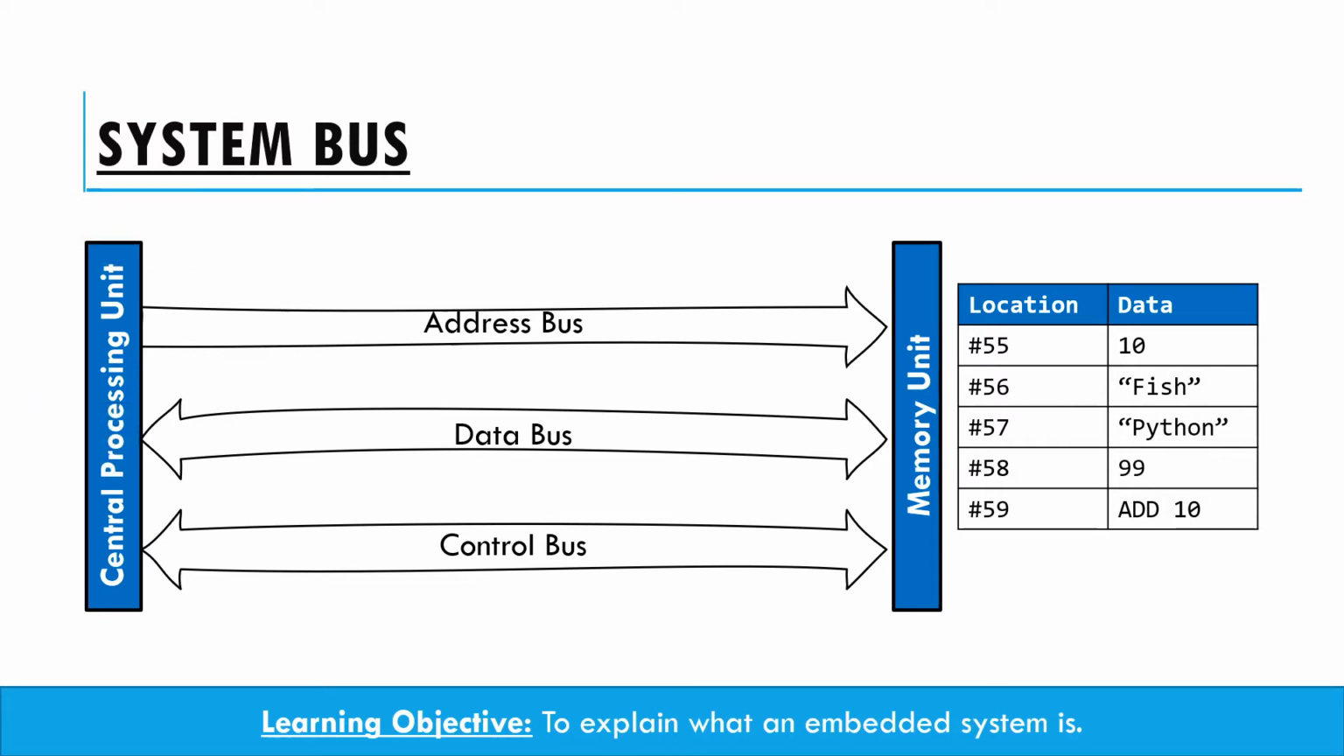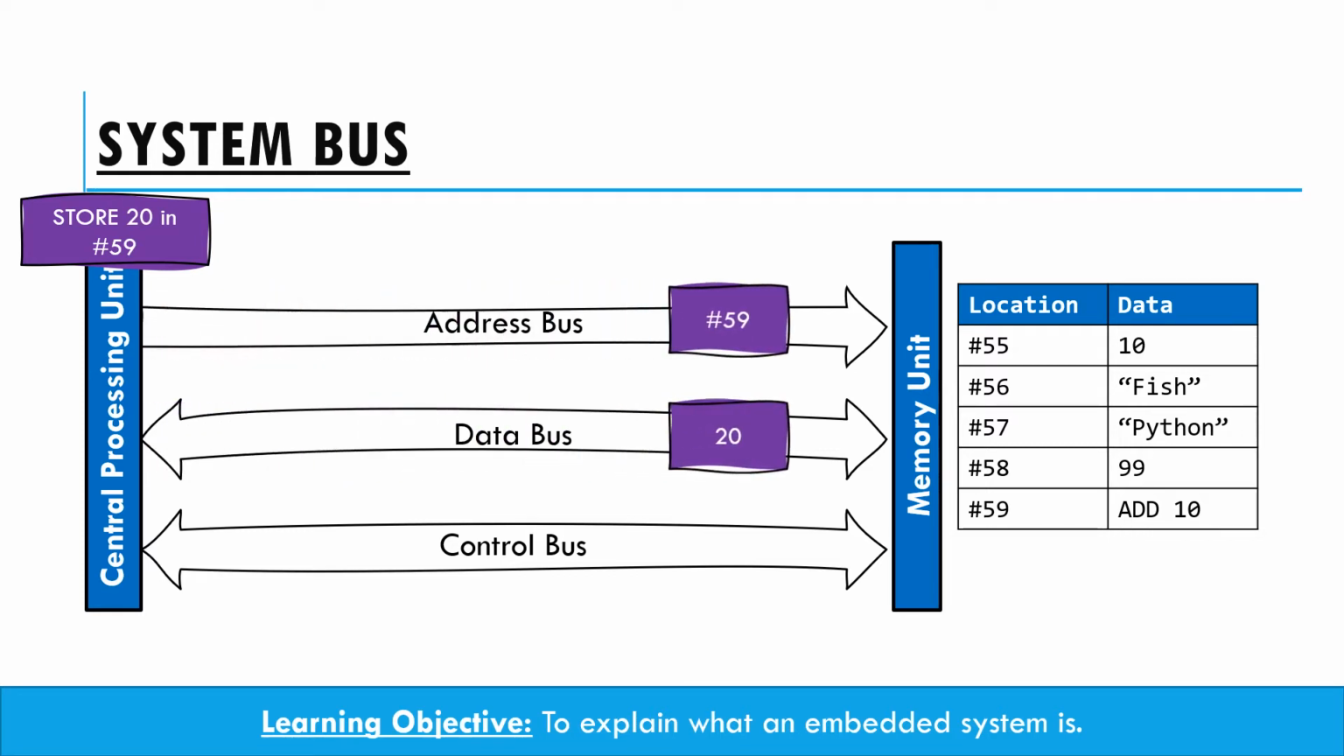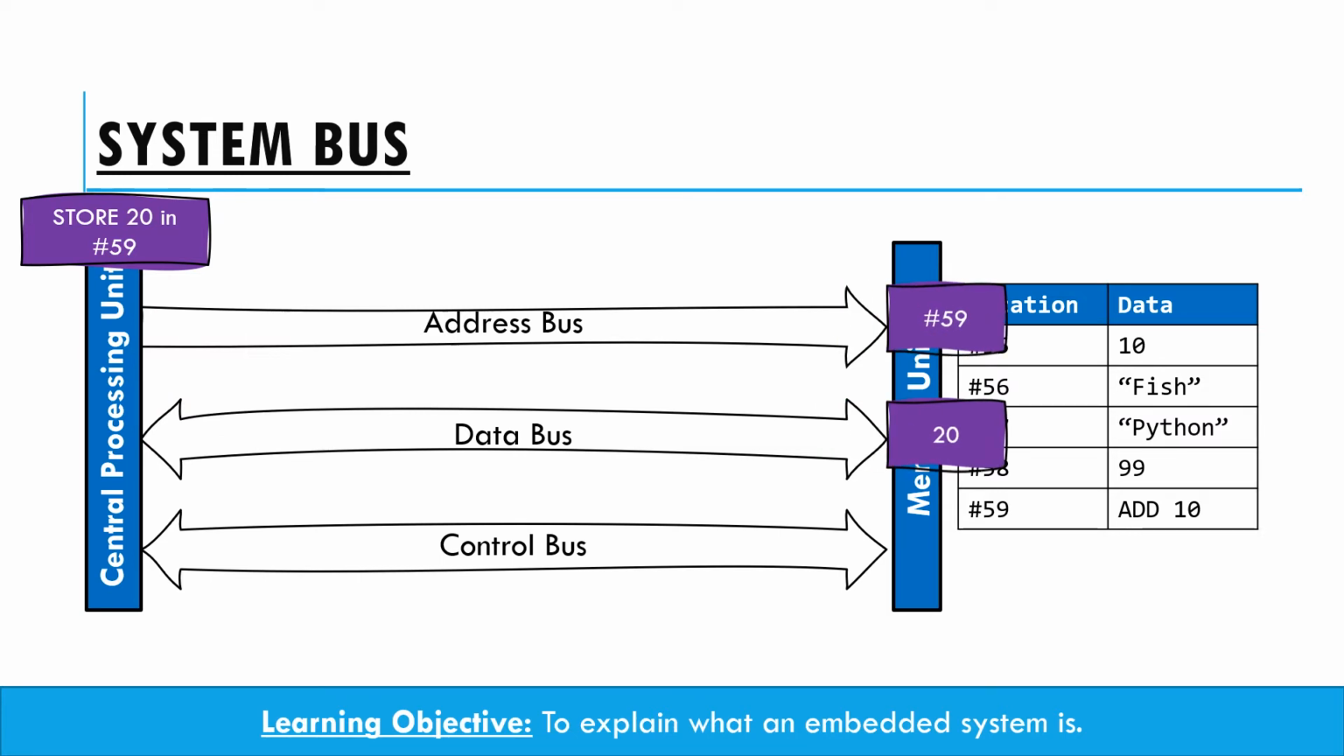Store operations work slightly differently in the sense that we have to send the location we want to store some data in and the data itself, and they go along two buses. The location along the address bus and the data along the data bus. The memory unit can then handle storing the correct data in the correct location.